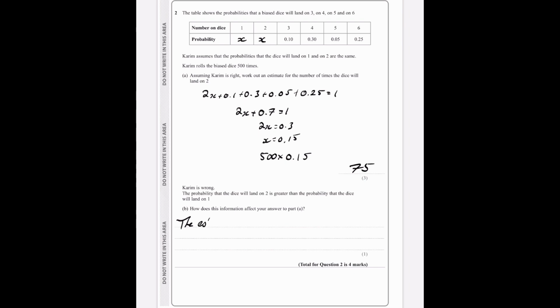Changing the probabilities means that we would expect to get more 2s if you increase the probability of getting a 2, and so the estimate will be higher.